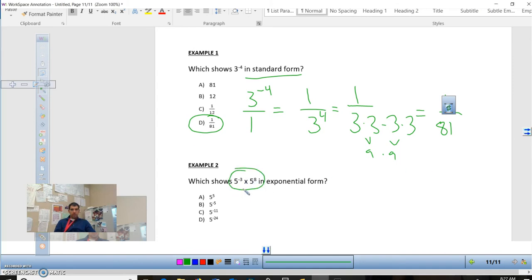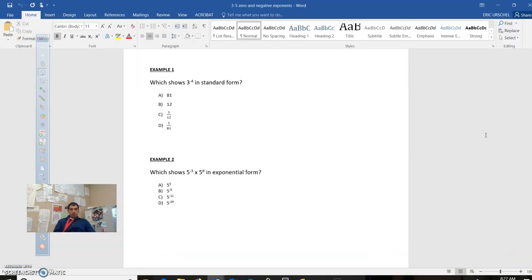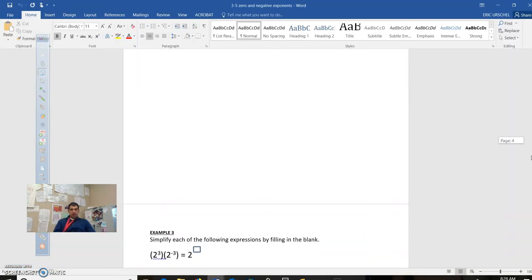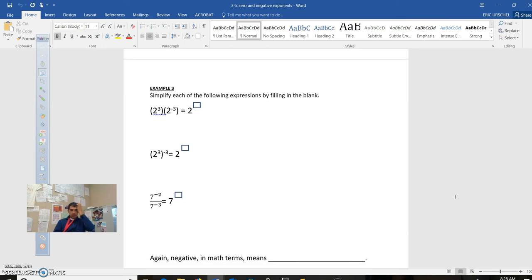Here we're going to have to do a couple things. So now this is our product property. So we have to add our exponents, negative 3 plus 8. So it gives us 5 to the 5th. Negative 3 plus 8 is positive 5, in exponential form. It's just positive 5 because there are more positives than negatives. Alright, you guys are doing great. Keep it up. We're almost through this lesson.